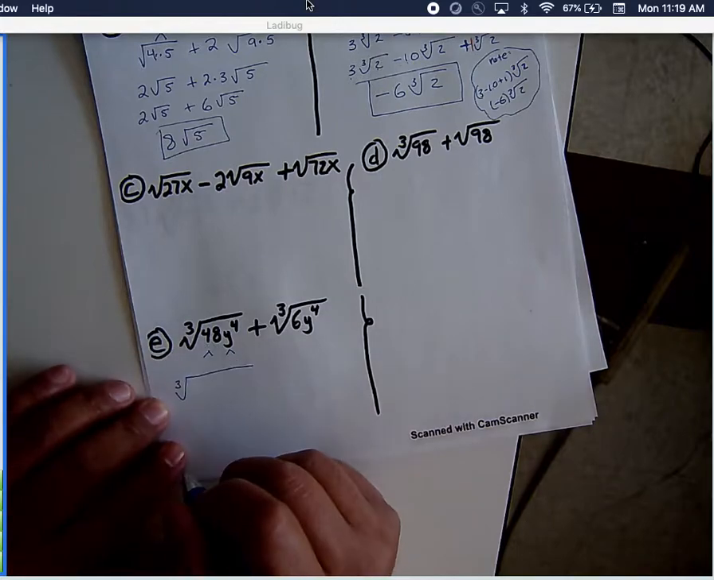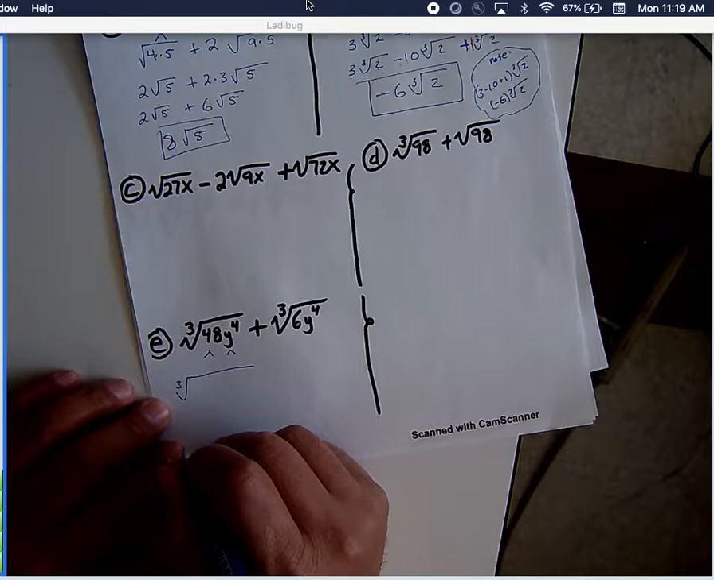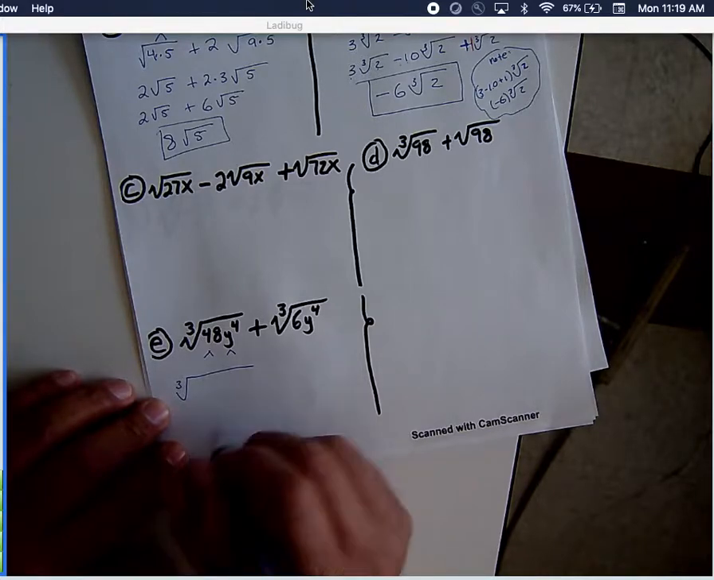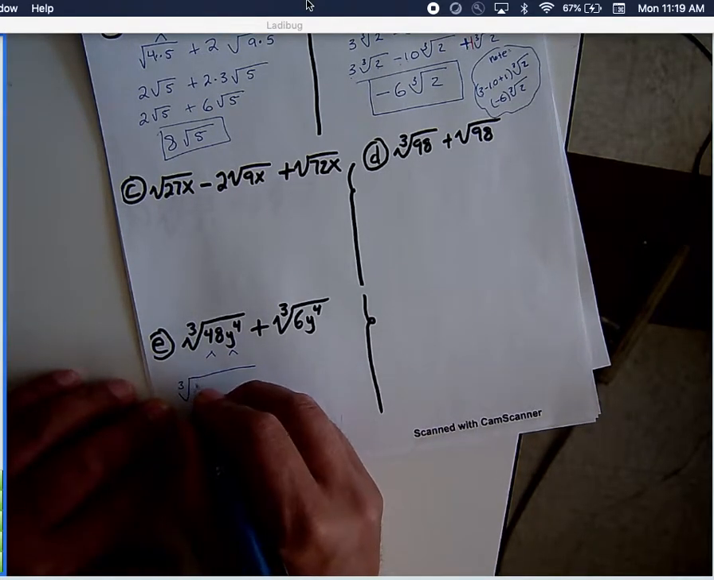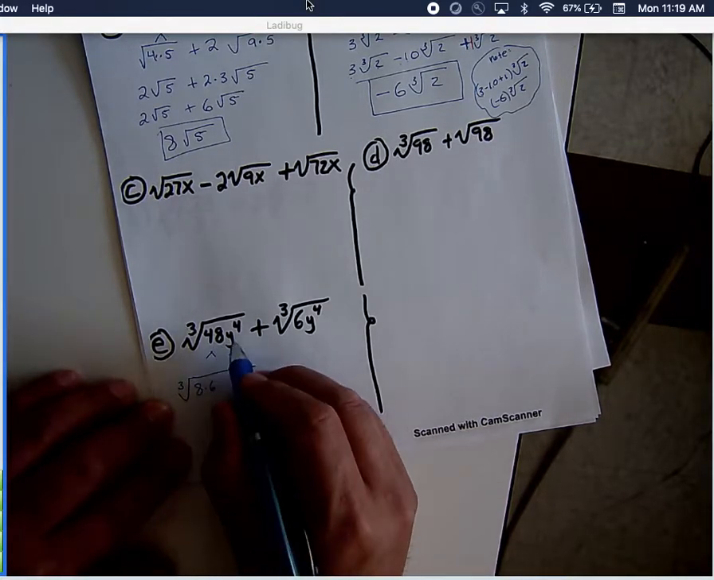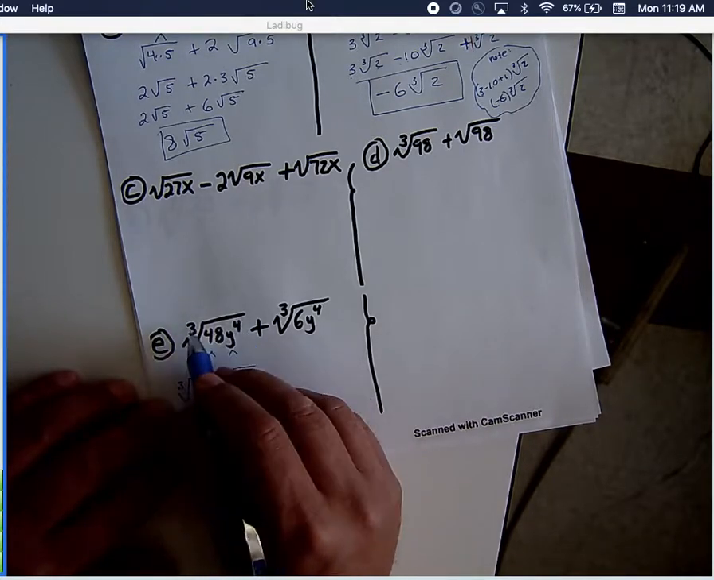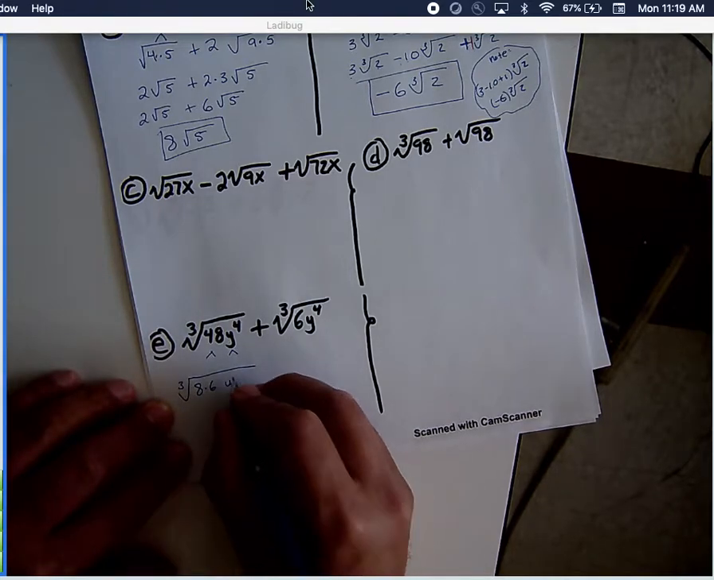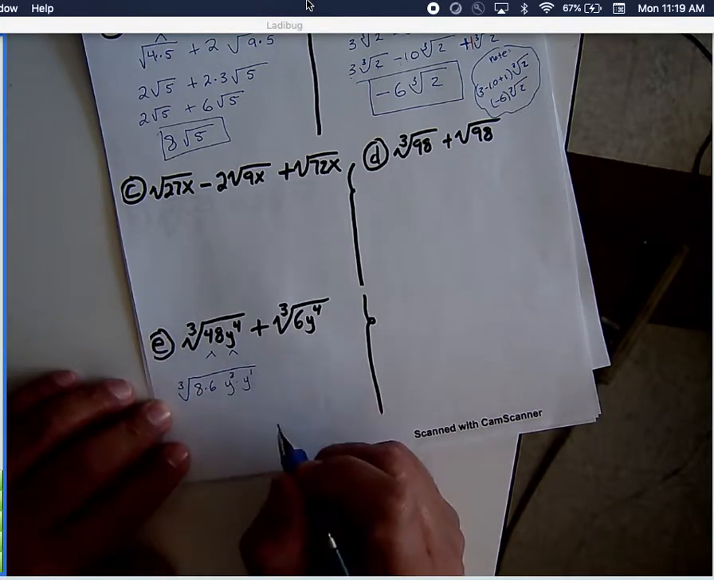So 48. 48 would be, let me think, and this is E, I don't know, I skipped this too. E would be 8 times 6. So 8 times 6, this one. And that one, we need to split them so that one of the exponents can be divided by 3. So that would be y^3 times y^1. 3 plus 1 is 4. 8 times 6 is 48.